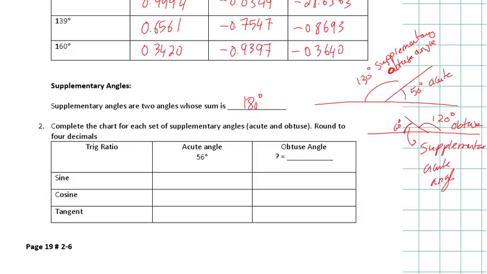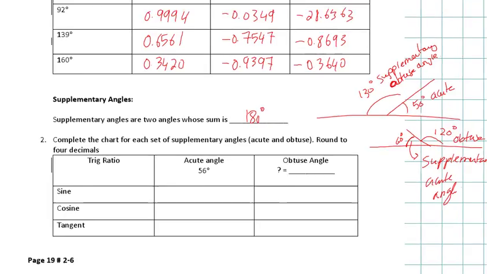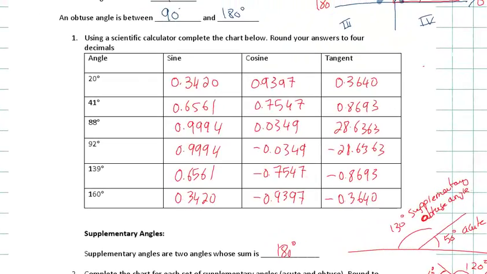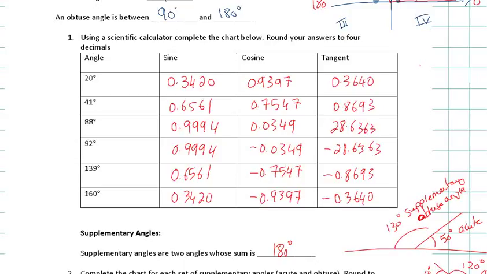Okay? Now, let's go back to this and let's look at these things. Do you see any supplementary angles there? Yeah. Which ones? 41, 88? No, supplementary angles. So the two angles that add to 180. Do you see any two angles that would add to 180? The first and the last. So 20 and 160, right? So if you look at 20 and 160, these are supplementary angles, right? Because they add to 180.